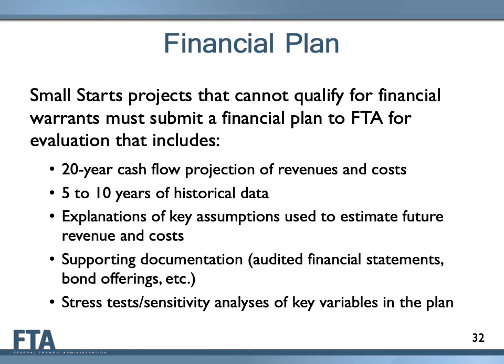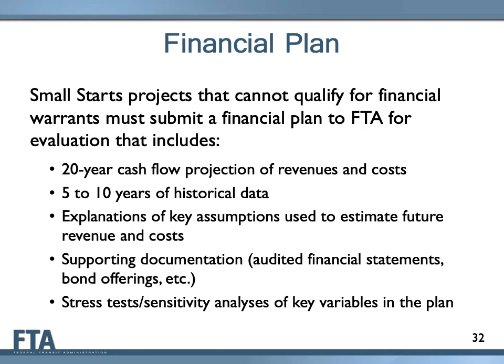Assumptions about costs and revenues in the future should generally align with historical experience. If assumptions going forward are significantly different than the historical data show, the project sponsor must provide a justification for such assumptions. Project sponsors also submit supporting documentation, such as recent audited financial statements and bond offerings, that provide FTA with information on the current financial health of the agency.